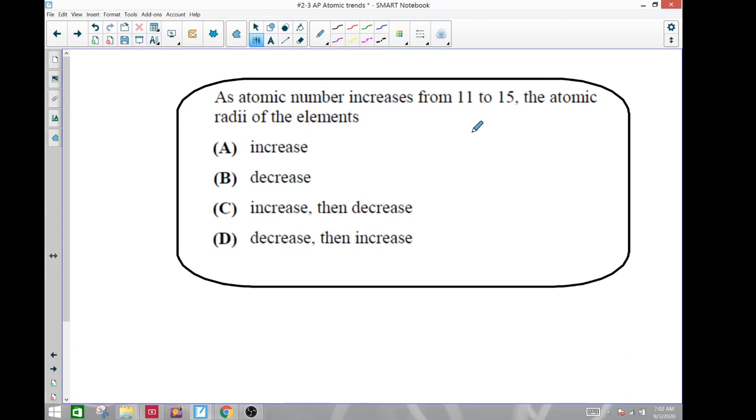So 11 is sodium. All right. And 15 is phosphorus. So we have 11, sodium, and 15, phosphorus. We're looking for a situation where it just gets smaller. It goes to the right. It's in the same energy level. The radius is just going to get smaller. All right, we will stop there for the trend of atomic radius, and we'll pick up on ionization energy next.